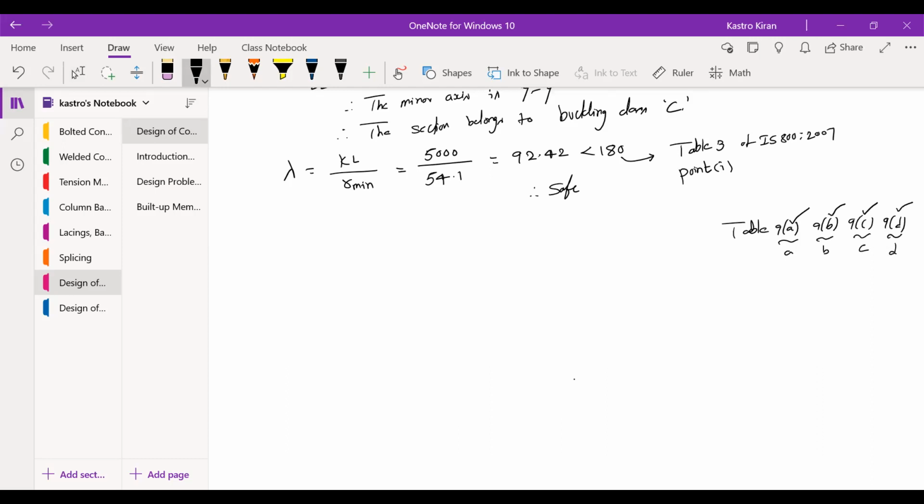Now our section belongs to buckling class C. So for buckling class C, you are going to refer to table 9C in order to find out the value of FCD. How will you find out? Let's check. From table 9C of IS 800-2007, let's look at what this table consists of.